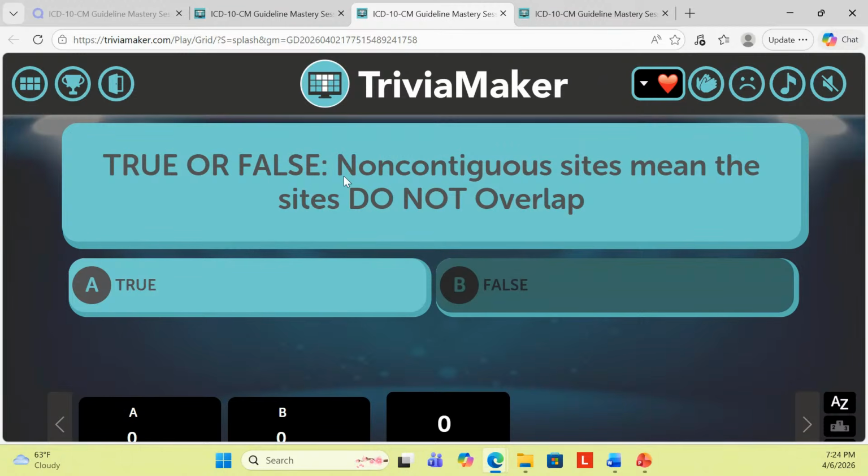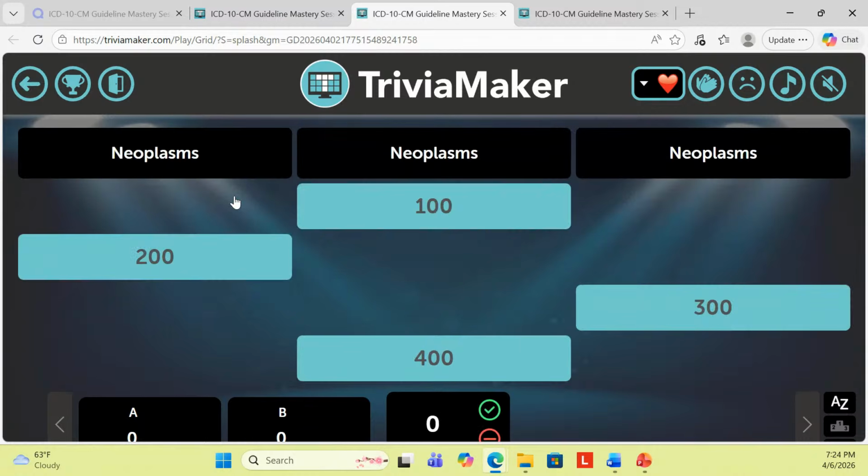Alrighty, so this one is going to be true. Non-contiguous sites mean they do not overlap. Obviously, if it's a contiguous site, it means that it does overlap. So if you got that one right, great job. Got a little medical terminology, got to sneak that in a little bit. All right, great work. We still have a few left before we move on to our in-depth scenarios.